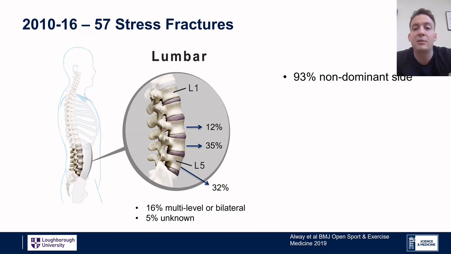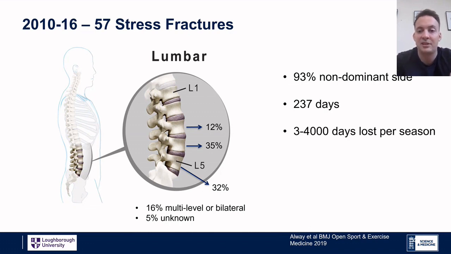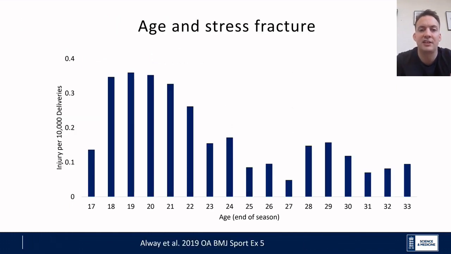We found that 93% of them were on the non-dominant side, so on the contralateral side. So as you heard earlier, this site is the most adapted. So it suggests that this site is under greater loads and can fracture. The amount of time loss which we see per stress fracture is long, 8 months on average. And collectively, it costs 3,000 to 4,000 days per season to the game. And across a career, 67% of all bowlers will have some sort of lumbar bone stress injury.